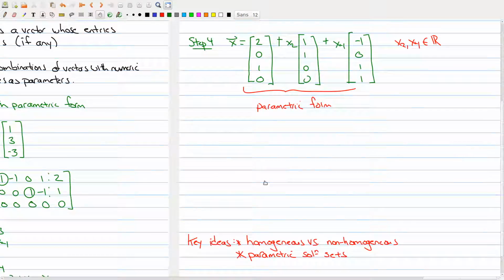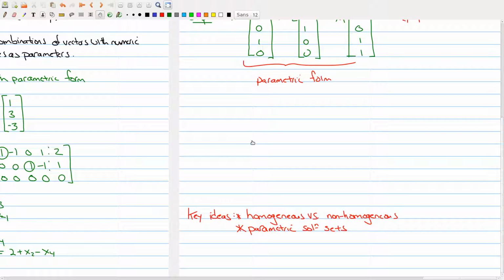So what are the takeaways from today's lecture? Two takeaways. First of all, you should know the difference between a homogeneous and a non-homogeneous system of linear equations and how their solution sets are related. And also you should be comfortable with the idea of describing solution sets in their parametric form.